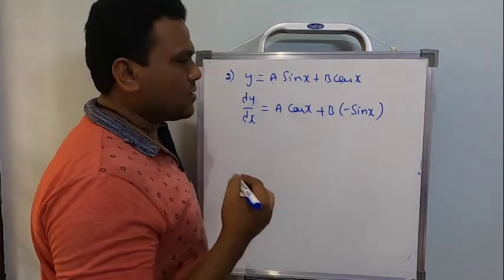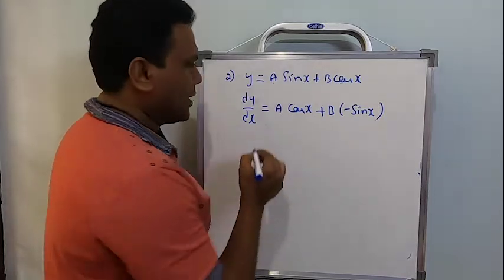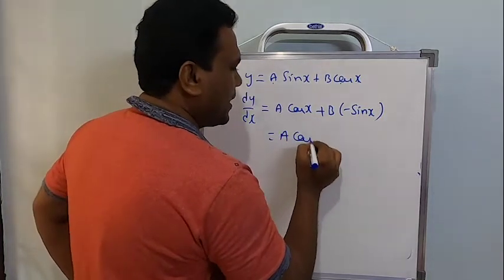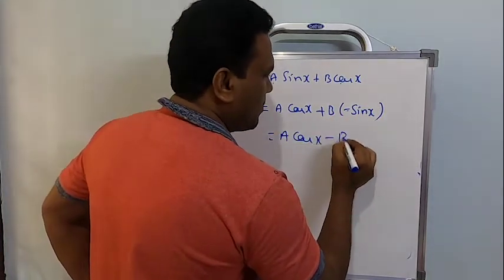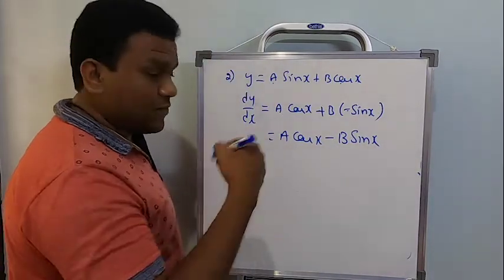Before you differentiate, I always suggest you, there will be some simplifications which is required. Do it and then continue. So I'm simplifying now. A cos x, so plus into minus will be minus b sin x. This is dy by dx. Now differentiate for the second time.